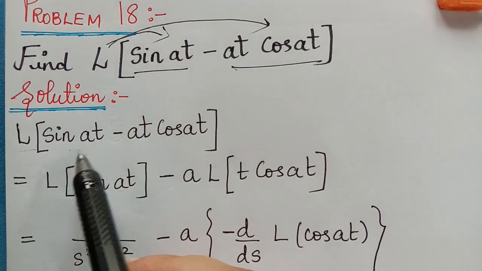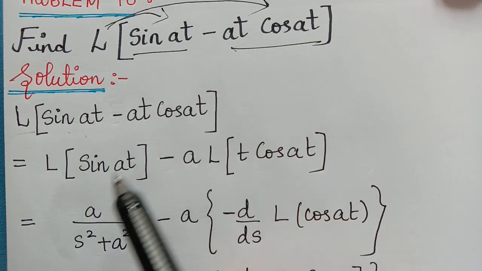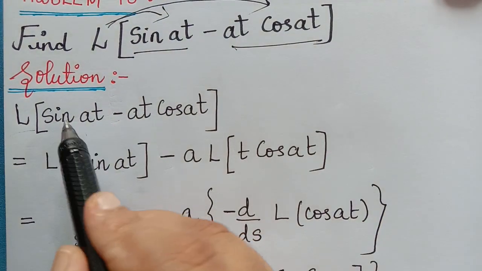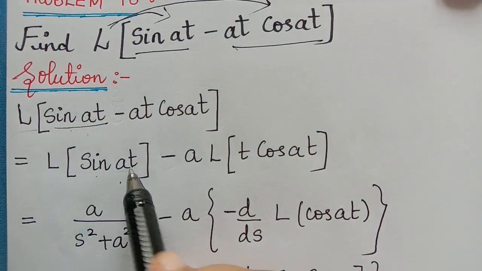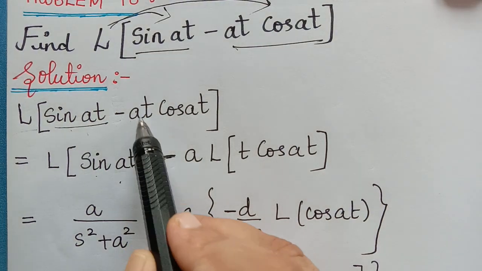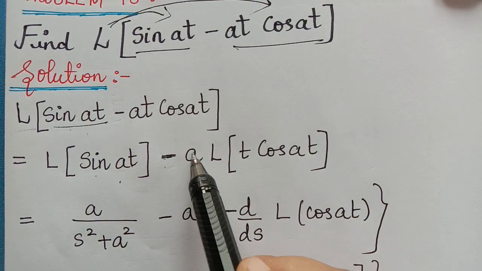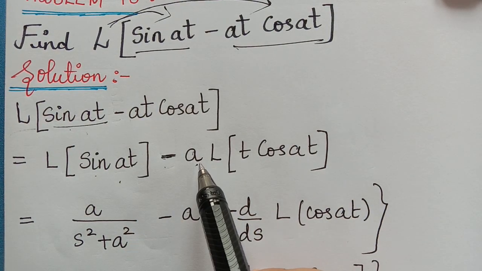So the Laplace transform of sin at minus at cos at can be written as the Laplace transform of the first function, sin at, minus a, which is a scalar and can be taken out. So by using the scalar property, it can be taken out.